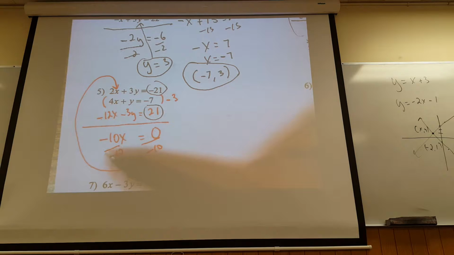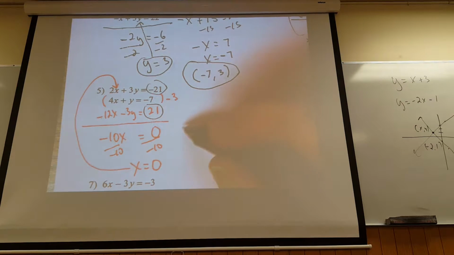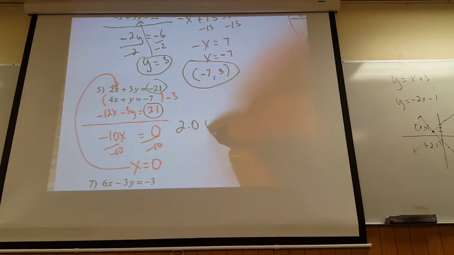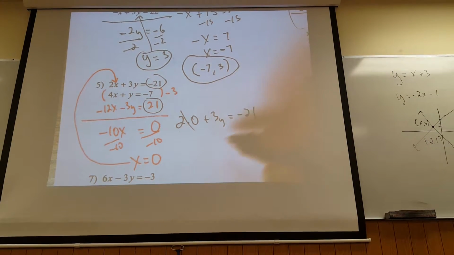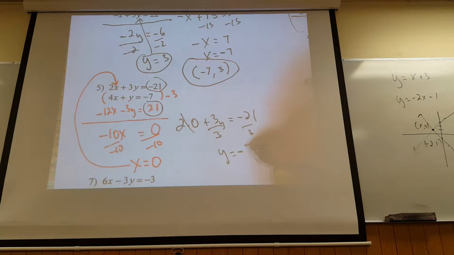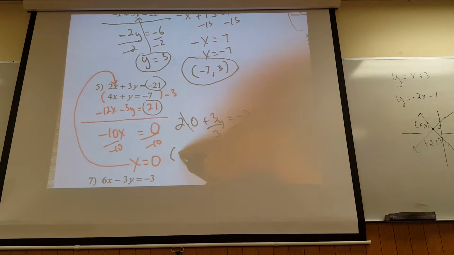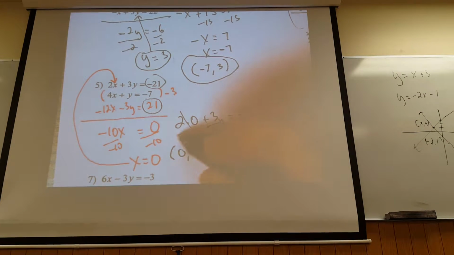Okay, so you can put that x equals 0 into either one of these equations. So 2 times 0 plus 3y equals negative 21. So when you divide by 3, y would be negative 7. So your answer is 0 and negative 7 for your x and y.